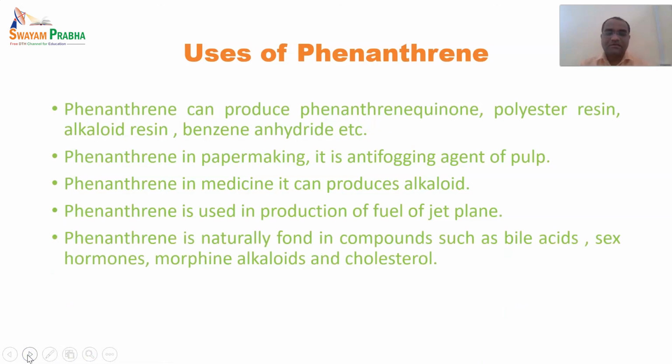Phenanthrene is naturally found in compounds such as bile acids, sex hormones, morphine alkaloids, and cholesterol. So if you remember the structures of morphine, some alkaloids and cholesterol, they all have a basic ring of phenanthrene, and these are quite complicated structures of steroids.